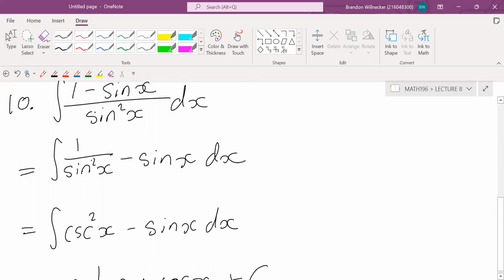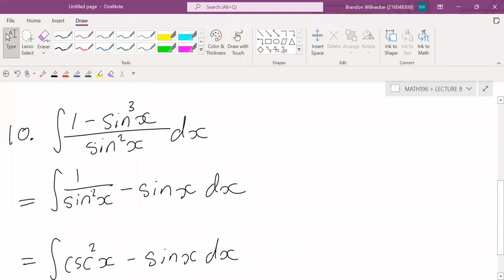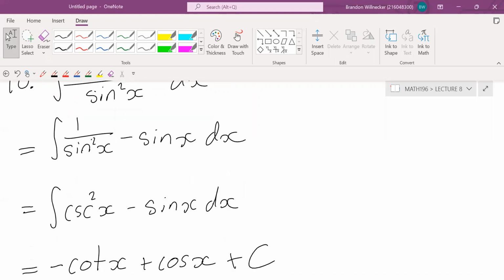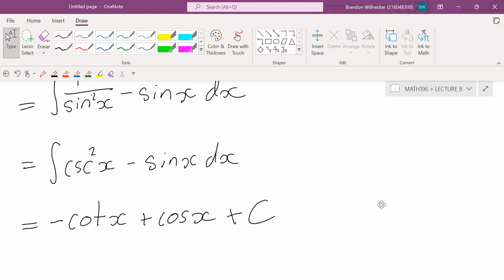So again, if you look at the beginning, it looks quite complicated. But if you separate things out into individual terms, you may see that the individual terms are easier to solve individually than as a whole. So just remember that principle when you're going through these problems.